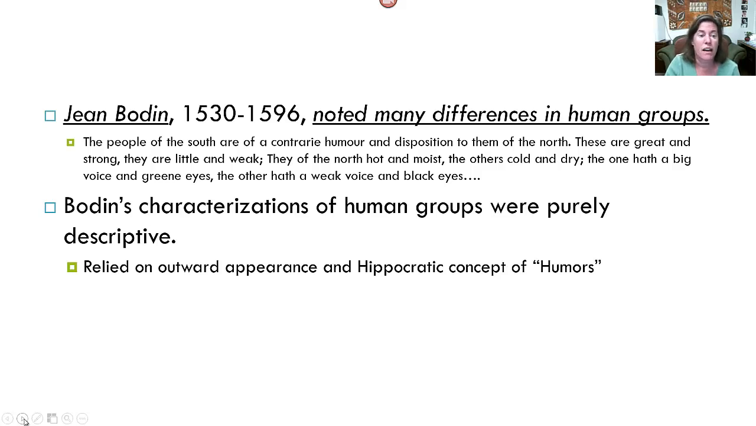The people of the South, he wrote, are of a contrary humor and disposition compared to them of the North. These are great and strong, they are little and weak. They of the North hot and moist, the others cold and dry. The one hath a big voice and green eyes, the other hath a weak voice and black eyes. So he really noted, this is over 500 years ago, that people varied, people were different. His characteristics of human groups were purely descriptive, and they relied exclusively on outward appearance and the Hippocratic concept of humors.